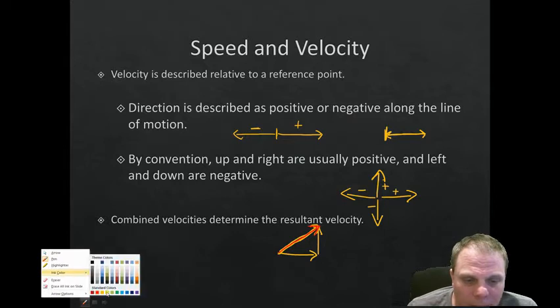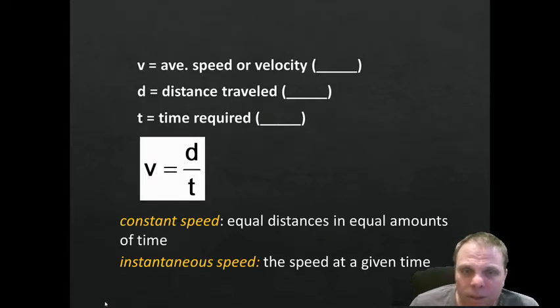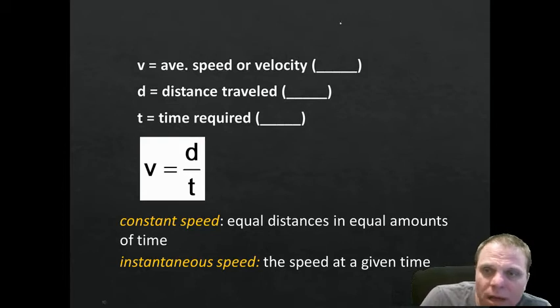Okay, all right. Let's go on. So average speed or velocity, what units do we use to represent that? Well, you can see that we have distance divided by time is our formula here, right? That's our distance divided by time.